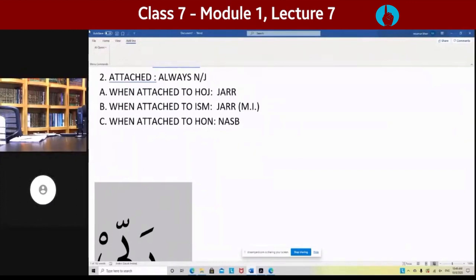Samin, what if an ism before the pronoun is with al? If you have a pronoun attached to the end of an ism, that ism will not have al, because a pronoun attached to the end of an ism automatically makes it an idafa, and the mudaf cannot have al. So you'll never have that with an al.